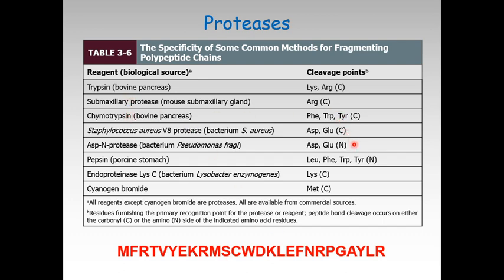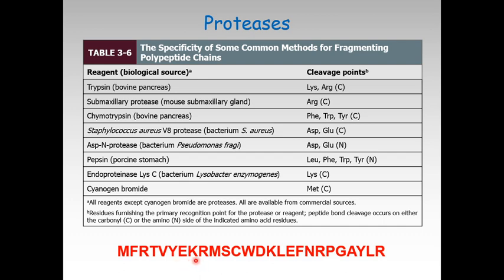Now, let's look at another example. If you were to look at ASP-N protease, it says ASP blue and in parentheses N. This means that this protease cleaves a peptide at the N terminus of aspartate or glutamate, not at the C. So if you go through this peptide again, MFRTVYE, E is glutamate. The N terminus of E is Y. So between Y and E is where the ASP-N protease cleaves.